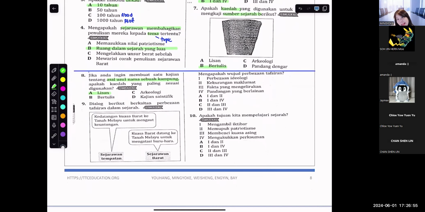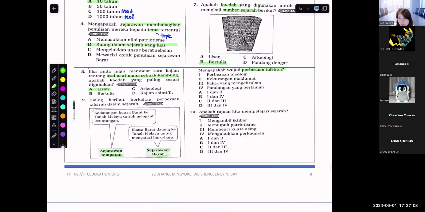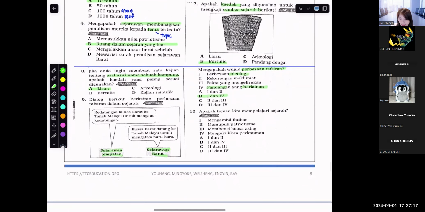How about number 9? Number 9, we have local historian, Western historian. Why is their explanation different? Because their idea is different. Their opinion is different. Yes, boy. It's not because they don't have enough information. They got the same information. They got the same facts. So nothing confused. Mengelirukan means confused.